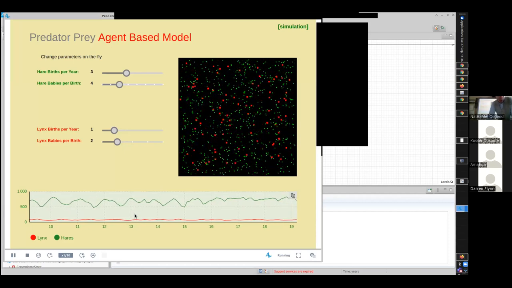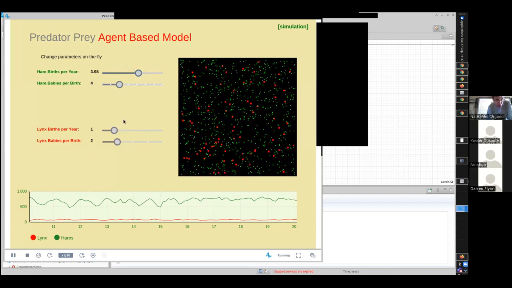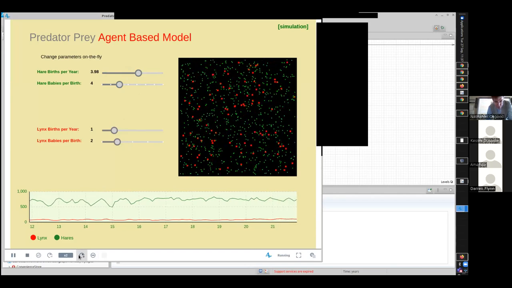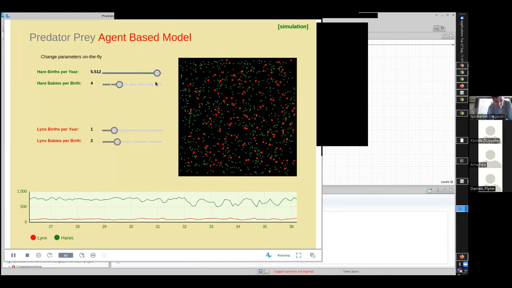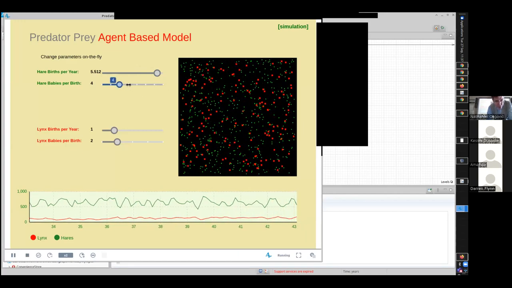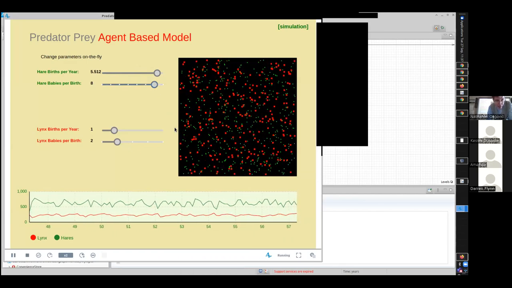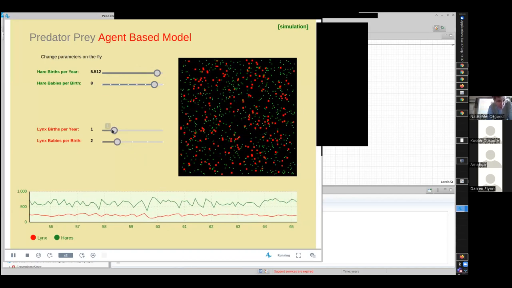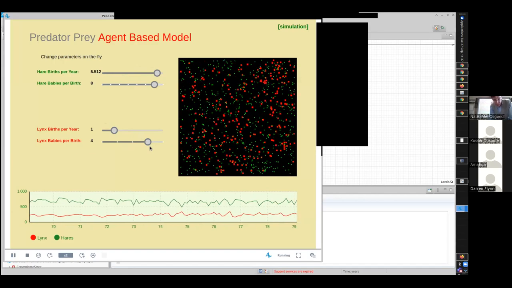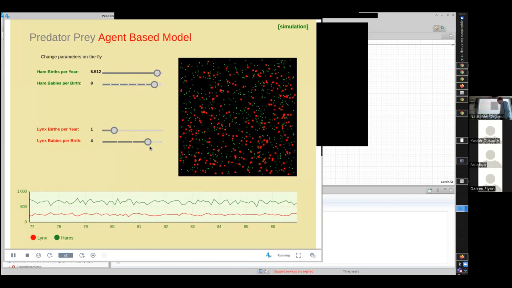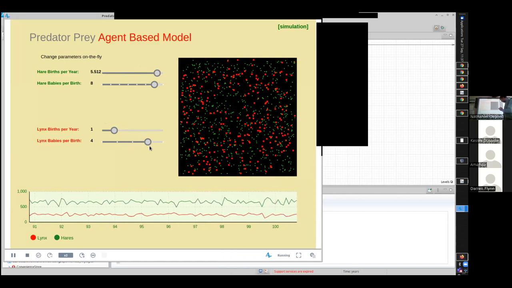The nature of this will differ if we change, for example, the number of births to which hares give rise in a given year. So here we've essentially changed the hare birth rate, and that can lead to differences within this dynamic. We can also change the number of hare births at a given time. And you may have noticed the lynx population went up as a result. But further, you can change the number of lynx births, for example. And what you'll start to see is some added fluctuations for lynx populations compared to what we saw originally.